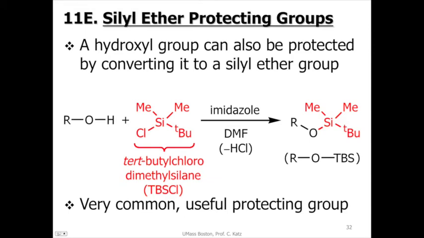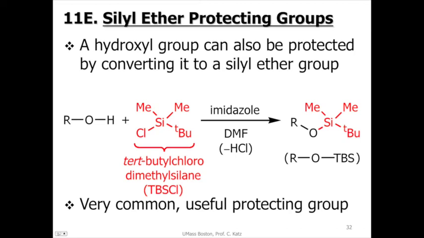Silyl ether protecting groups here are probably the most beloved protecting groups of pretty much everybody, both students and practitioners of the art itself, because they go on very easily, and they come off just as easily. There's almost no mechanism to it. So tert-butyl chloro dimethylsilane is a very popular chlorosilane that we can be adding on here.